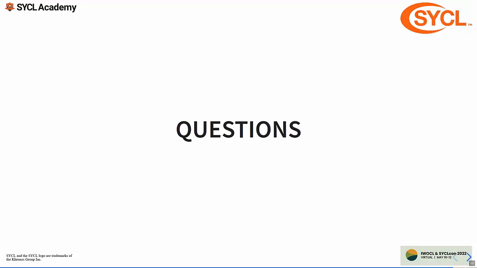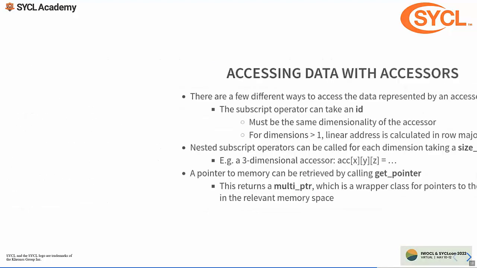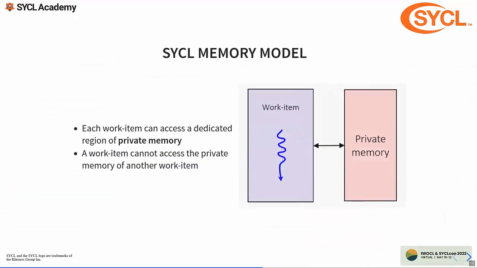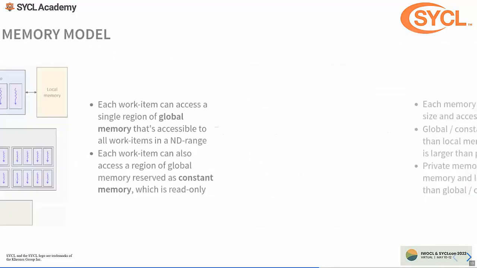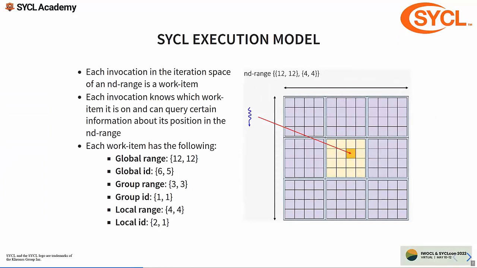I have a question. I didn't get a clear understanding of the difference between the item and ID. Both of them are within a global range. But can you maybe tell the use cases when it's recommended to use just ID in parallel for, and when it's recommended to use the item, briefly? I know it's quite similar. In the previous slide, you have three parallel fors: one takes an ID, the second takes an item, and the third one takes an ND range.